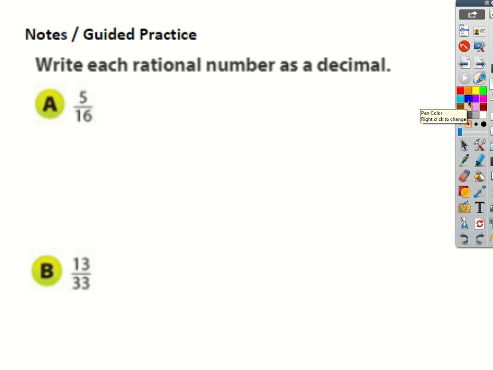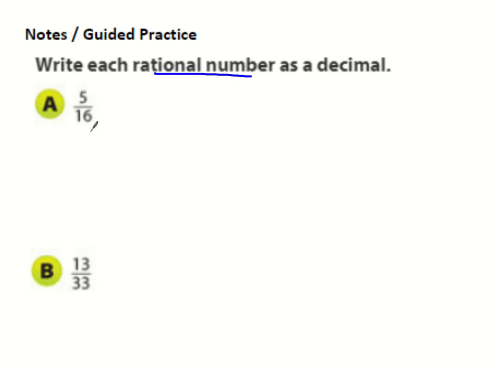So write each rational number as a decimal. So remember, rational numbers can be written as fractions. That's a fraction, 5/16. And to change that to a decimal, if you're reading this out, 5/16 really means 5 divided by 16. So I don't know, a lot of teachers have different strategies for teaching it. Some teachers talk about the house tipping to the right.